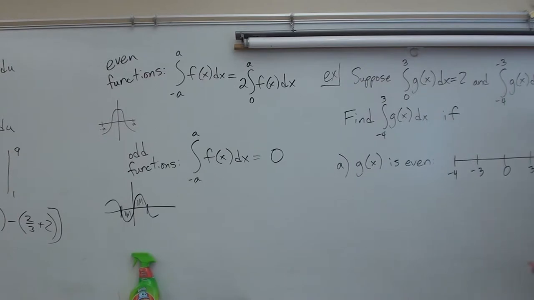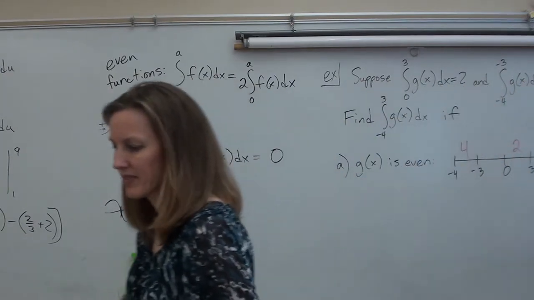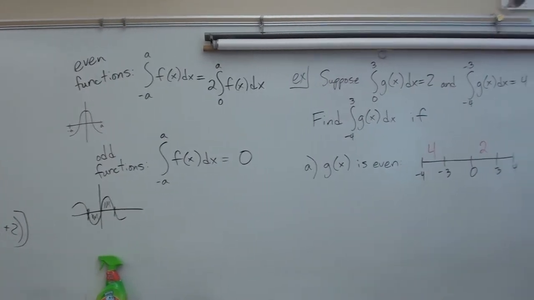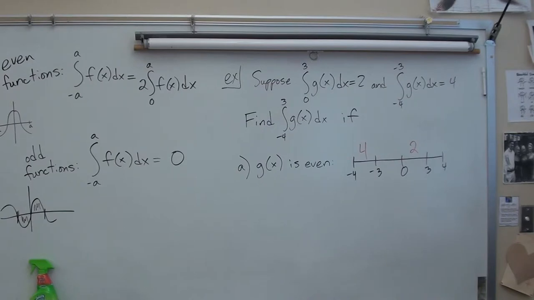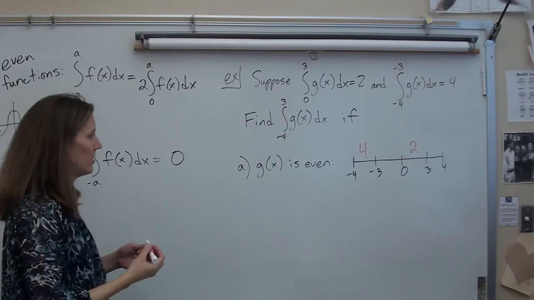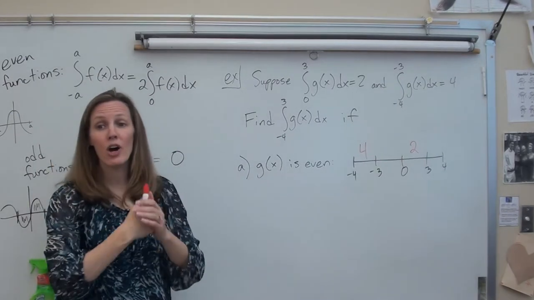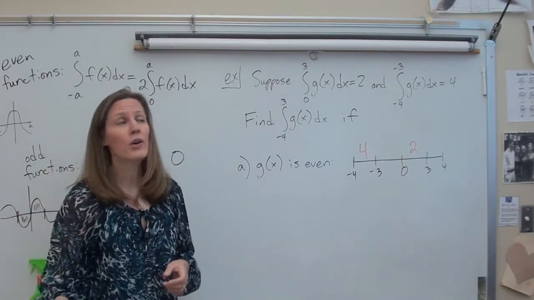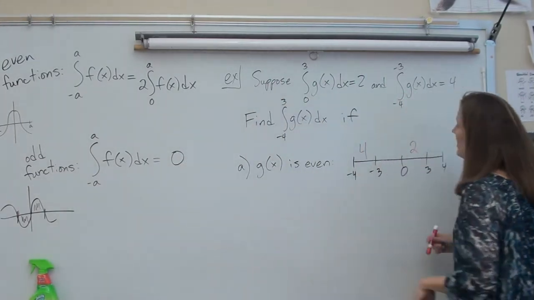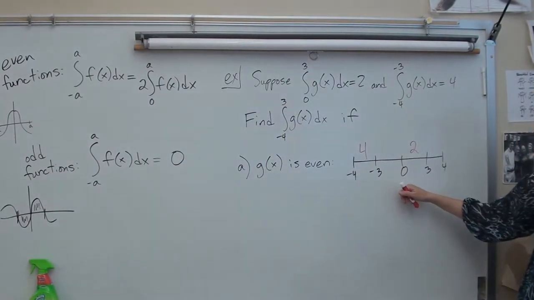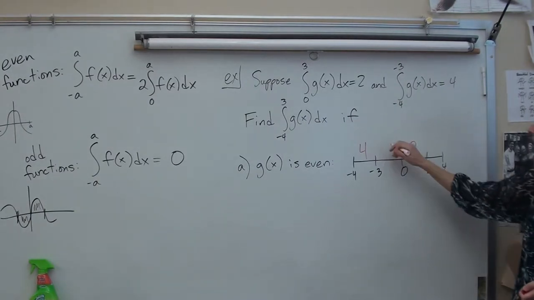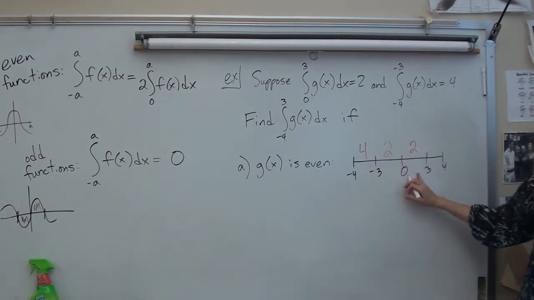And then I fill in with all the integral values I know. I know the integral from 0 to 3 is 2, and the integral from negative 4 to negative 3 is 4. Could we assume that negative 3 to 0 is 2? We know that if g of x is even, then the integral from negative 3 to 0 has to be 2, because it's got to be mirrored on both sides of the y-axis.